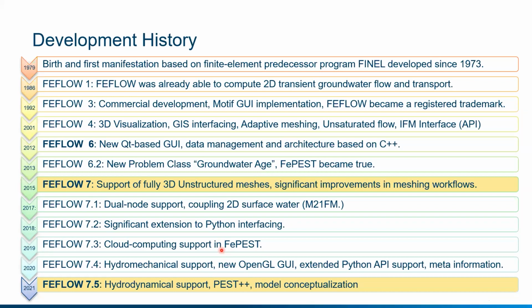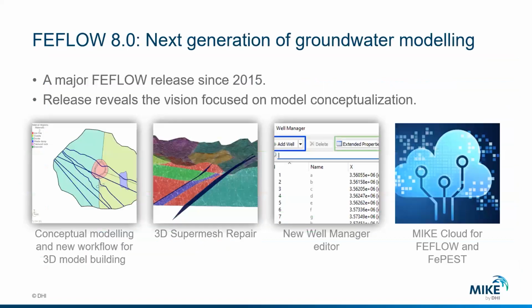We have 2 releases per year. We just released update 2 of FEFLOW A0 a few weeks ago, and we will have a major release later in November this year. So we are currently in version A0. If you haven't installed A0, you're still working with the old version. There are 4 major reasons why to use A0.